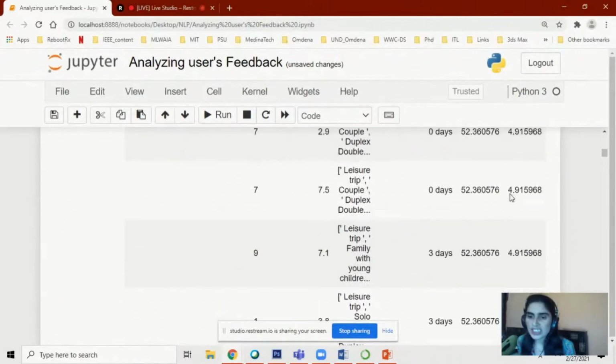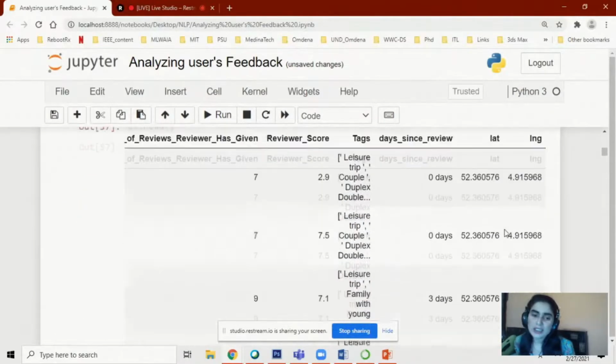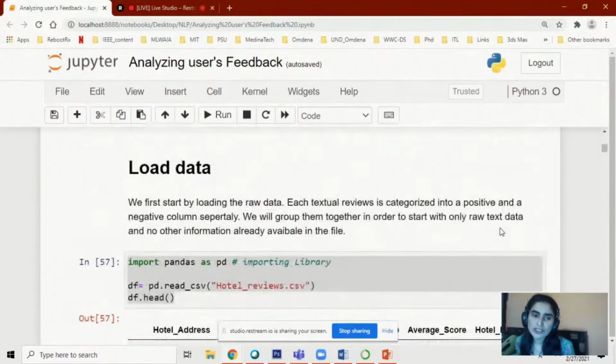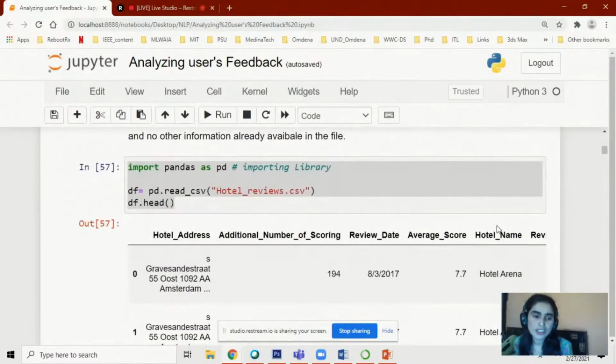So if you see in this data set, I might only need positive and negative scores. I'm not interested in what is the nationality of the person. I'm not interested in the hotel address. I'm not interested in the hotel's name. I just want to see what people feel about particular services of a particular hotel, or overall about hotels.